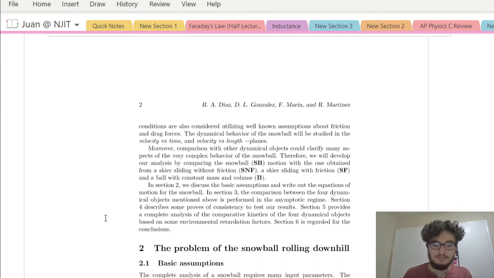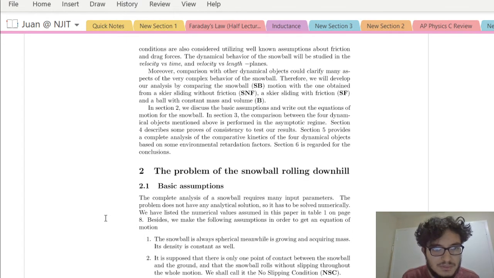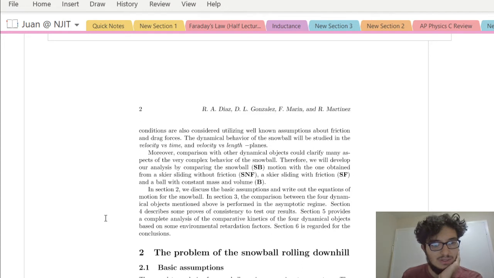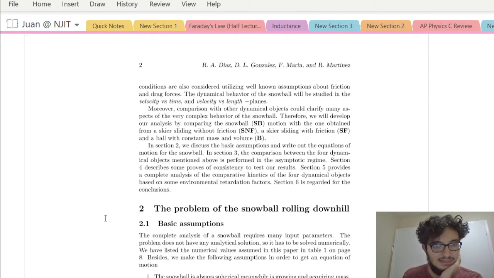And that's what I'm trying to find. This paper did well, right? I mean, I understand the paper, I get everything, but they failed in something, right? They misunderstood something when they assumed, right? So when they wrote one of the assumptions. So let's see. They're going to call SB the snowball, SF the skier sliding with friction, and they're going to consider also a ball with constant mass and volume V.